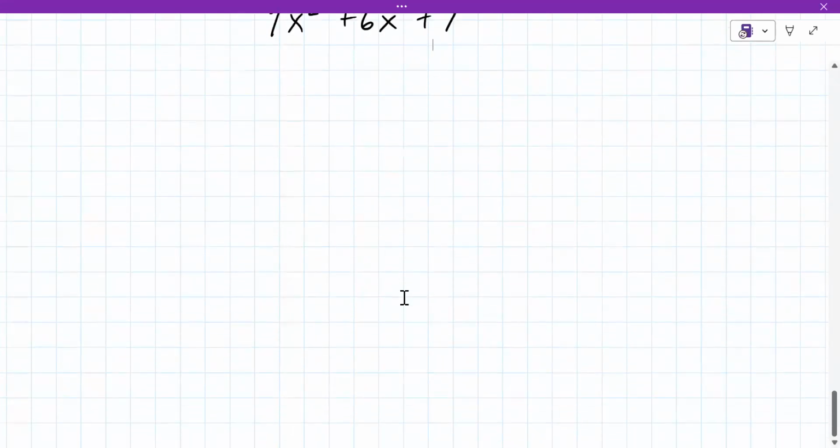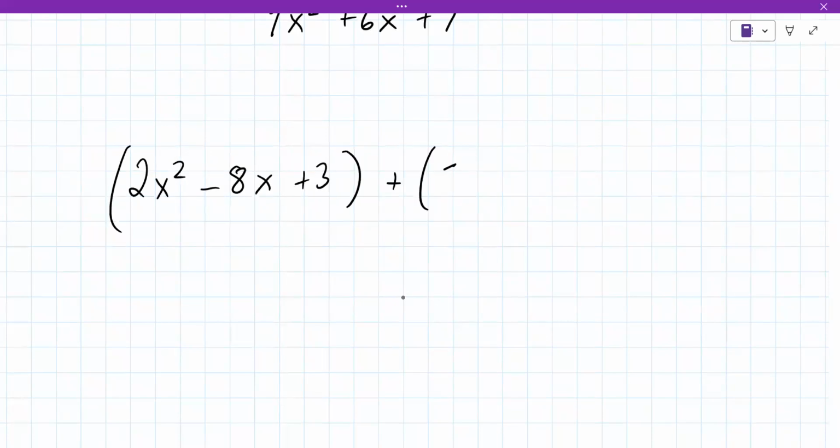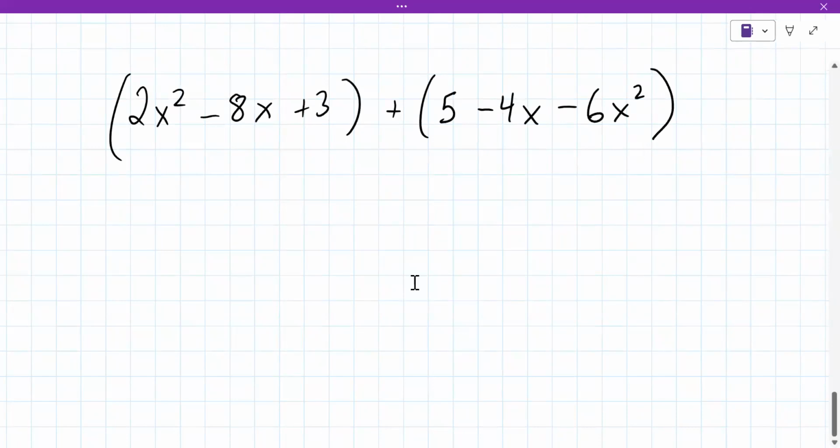All right, so here's another problem for you to try. Let's go 2x squared minus 8x plus 3 plus 5 minus 4x minus 6x squared. Go ahead and try that one, please. Negative 4x squared minus 12x plus 8. Very good. Really good. Okay.